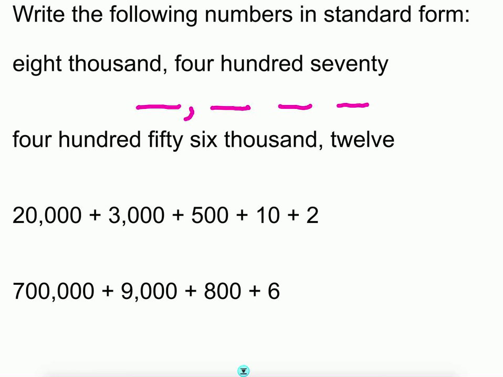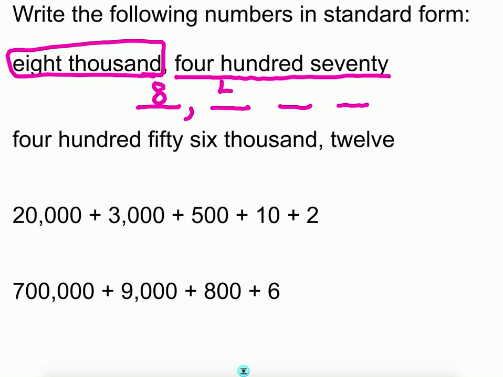So 8,000. Then this says 470. And always go back and check your work. 8,000. 470. Always go back and match it. Okay? Next one. They give us words.